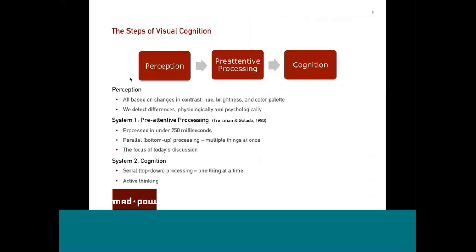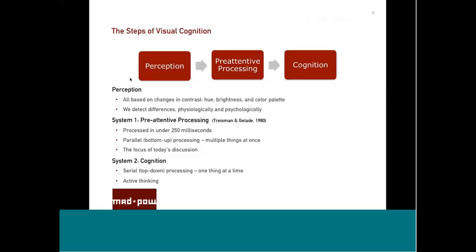So what are the steps of visual cognition here? It's essentially a three-step process, oversimplified a little bit. Perception we just talked about. That's the actual light entering the eye and getting translated into electrical signals for the brain. And we're going to respond to changes in contrast and hue, brightness, and the color palette. It's all based on change entering the eye. And we're detecting these both physiologically and psychologically as the signals get changed into electrical signals.